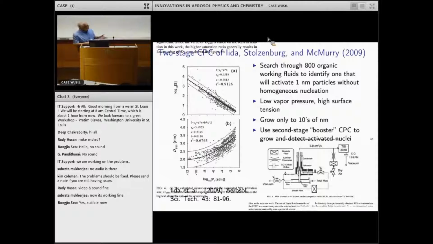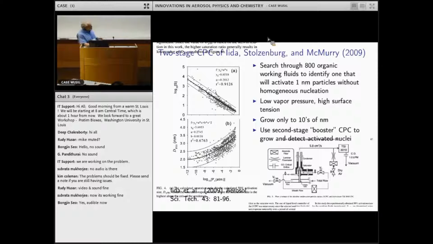So Peter McMurray came to the rescue once again. His student Iida examined 800 different organic molecules as possible working fluids for the CPC and selected a candidate, diethylene glycol, that they could use to activate particles and grow them up to a few tens of nanometers in size. And grown up to that size, you can then use a conventional CPC to grow them up to detectable size. Now that's putting two CPCs in series. It becomes a slow response instrument, but it can detect particles down to 1 nanometer.